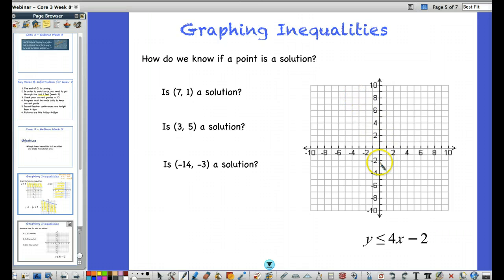So we're going to graph our y-intercept down here at -2. Okay, and then we are going to graph the slope, which is 4. So we're going to go up 1, 2, 3, 4 over 1. Okay, and then I'm going to do one more point. 1, 2, 3, 4 over 1. So I've graphed my slope twice.